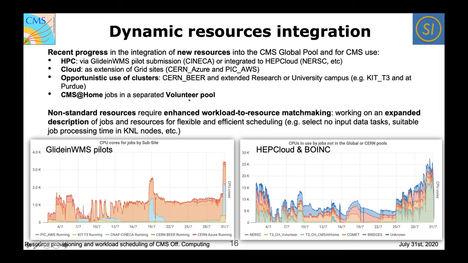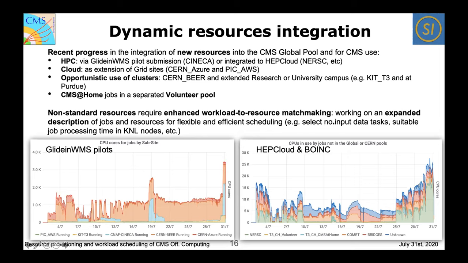Okay, an important aspect is that in order to use many of these resources, which are non-standard, we need an enhanced workload and resource matchmaking. So this means that we need an expanded description of both the jobs and the resources. For example, we know that some of these machines are actually running on KNL nodes, and this radically modifies the running time of the jobs. So we need to make additional selection of what type of jobs can run in these resources.